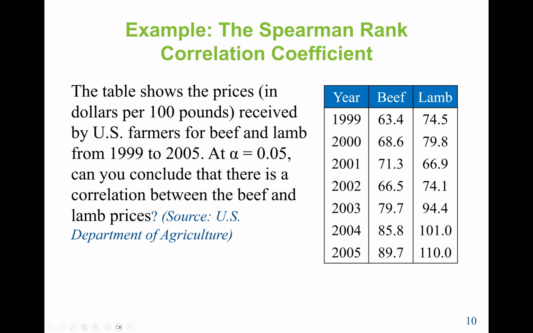For example, if the beef price increases, the lamb price also increases, or if the beef price decreases, the lamb price decreases. Now, looking at this data, we may see that there's no correlation. Sometimes beef increases, lamb decreases, or lamb decreases, beef increases. But again, we are going to perform our hypothesis testing to see. Also, the alpha value is given, so it's 0.05.